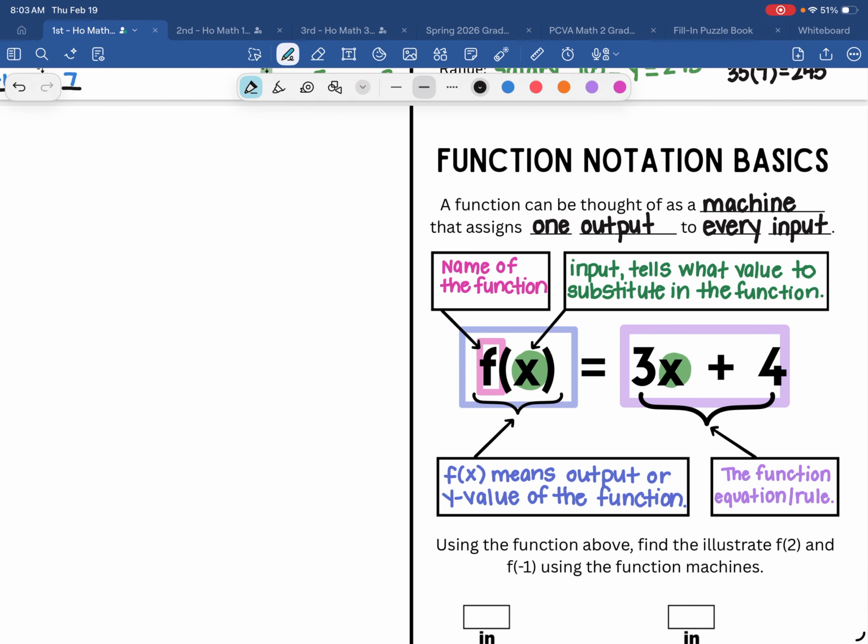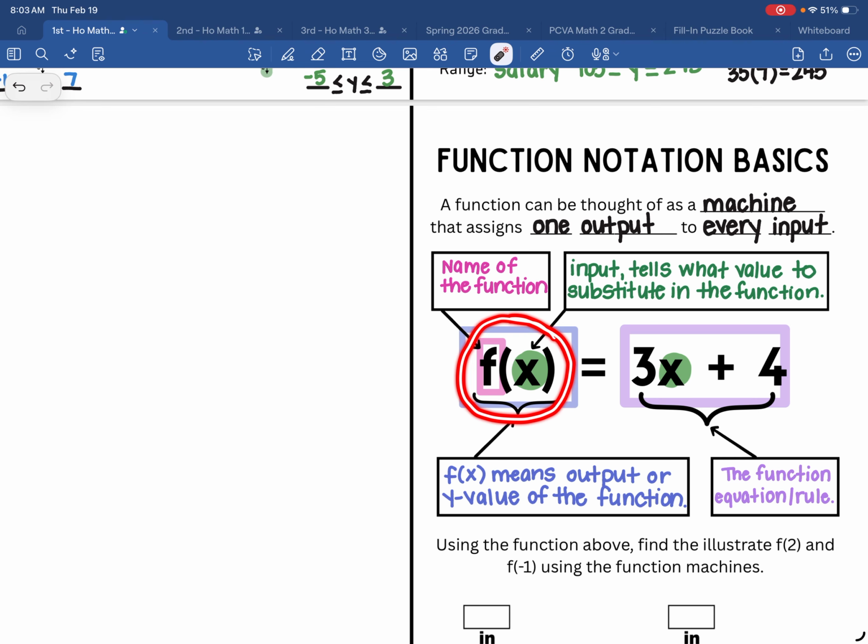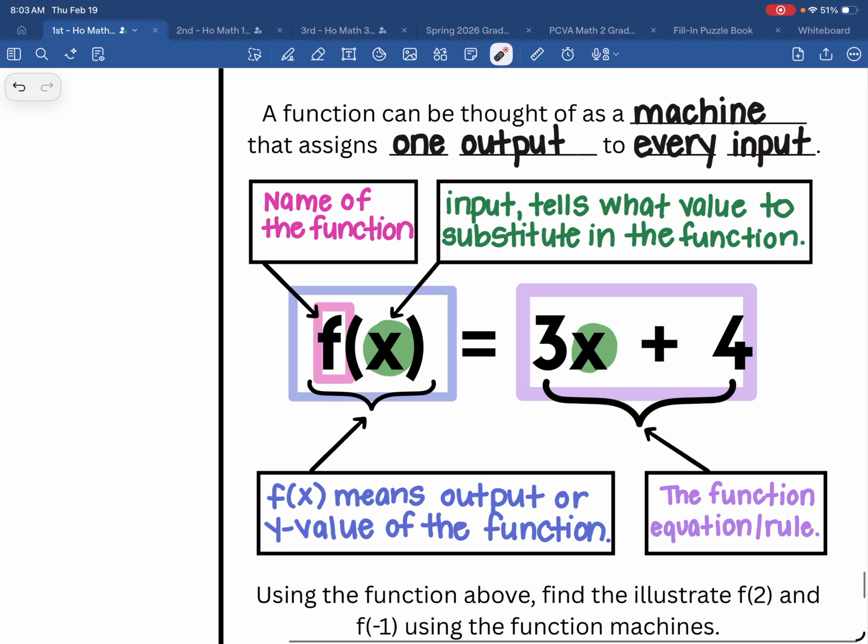All right, for this video, we're going to be talking about function notation and how to read the function notation. So we briefly talked about this f of x right here and the notation that it has. So when we talk about a function, we need to talk about the fact that we have an input and an output. So if I think of it as a machine, I put something in the machine, I get something out of the machine. So a function can be thought of as a machine that assigns one input for every output. Now, how do we read this?